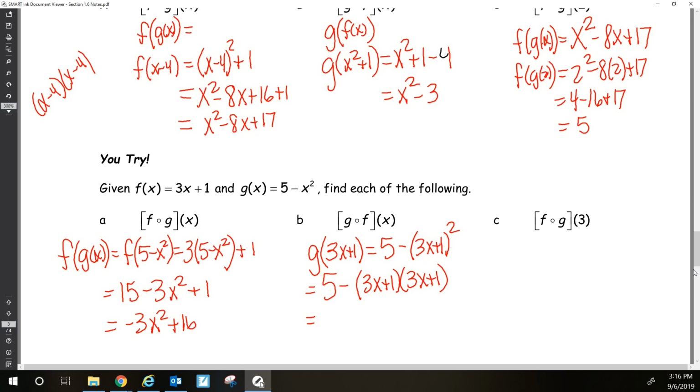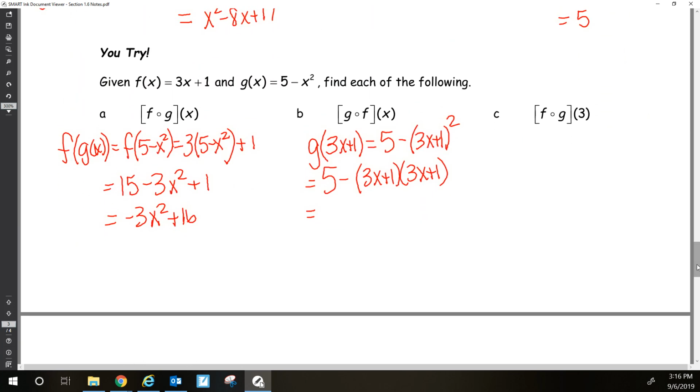I want to just scroll up so I can have some more room. This would be 5 minus, be careful, this negative sign is going to get you caught up if you don't keep this guy in parentheses. So 3x times 3x, that'd be 9x squared. And I got 3x times 1 is 3x, 3x times 1 is 3x, so 3x plus 3x, that's going to be 6x. 1 times 1 is 1.